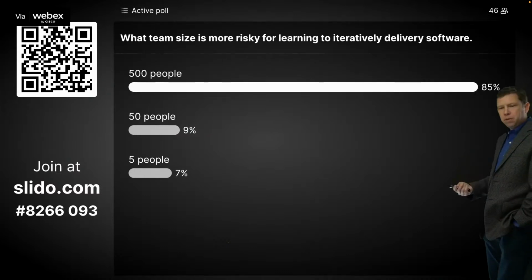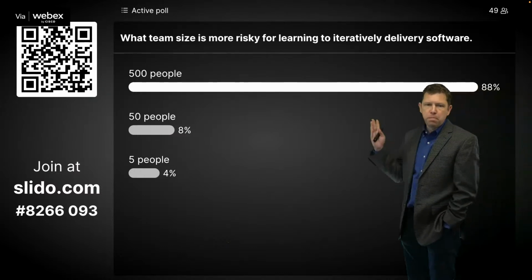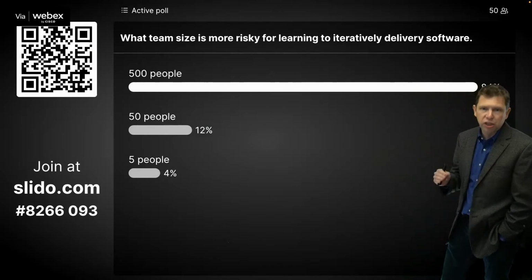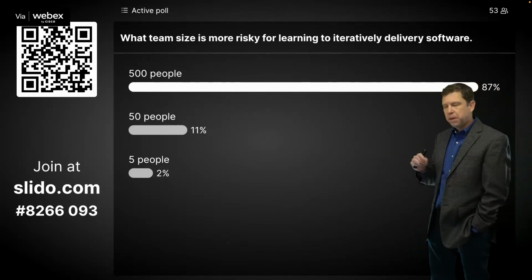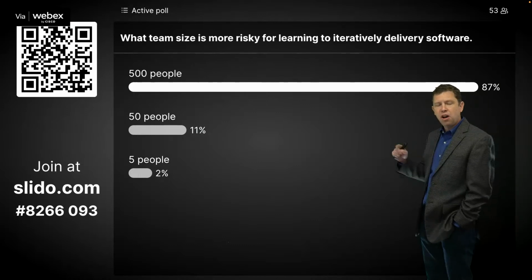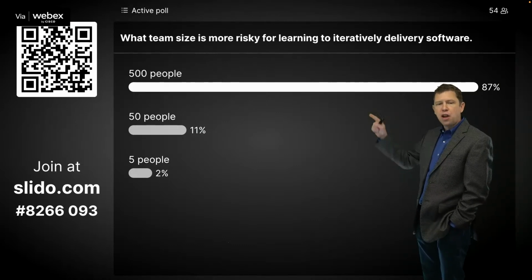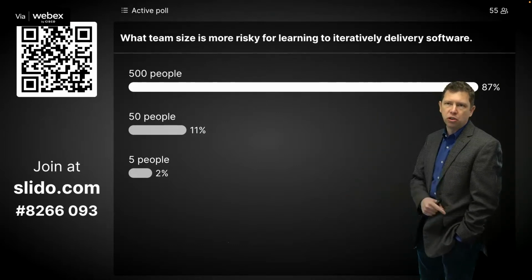So in my experience, the 500 people would be the most risky for learning to iteratively deliver software, just because if you do anything wrong, it's now 100 times more expensive than what you could have learned with 5 people.